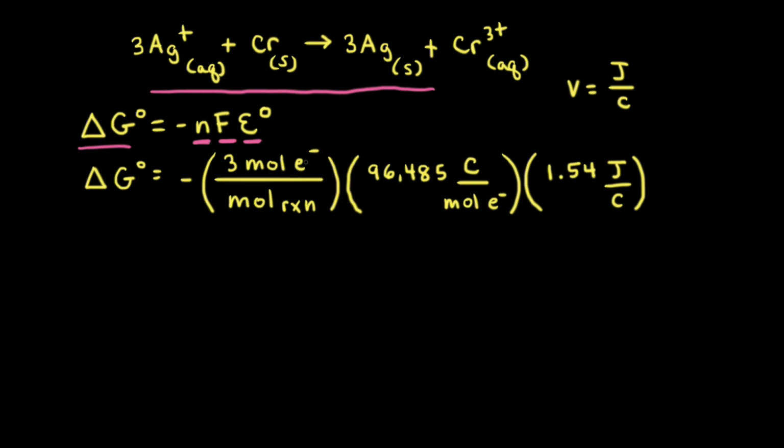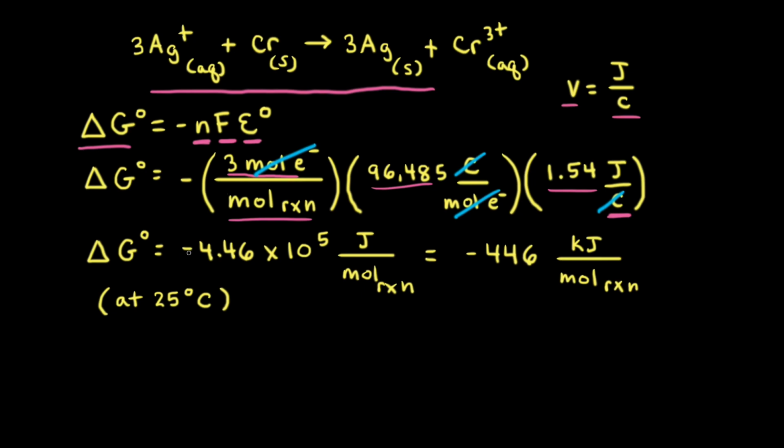n is equal to 3. There were 3 moles of electrons transferred in our redox reaction per mole of reaction. F is Faraday's constant, which is 96,485 coulombs per mole of electrons, and the standard voltage was equal to 1.54 volts. 1 volt is equal to 1 joule per coulomb, so I went ahead and changed the units from volts to joules per coulomb. Next, we can cancel out some units. So moles of electrons will cancel out, and coulombs will cancel out, and that gives us joules per mole of reaction.